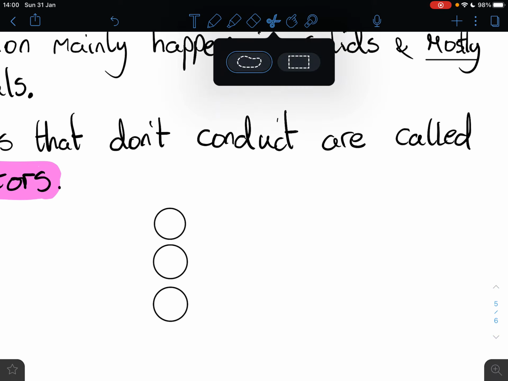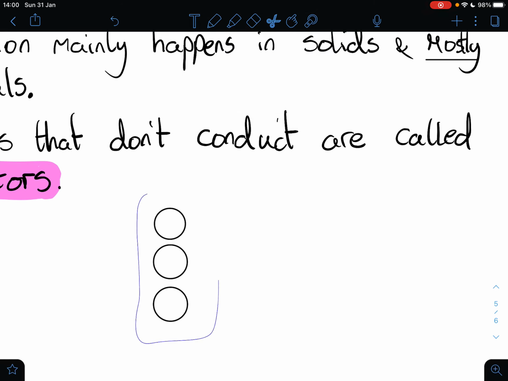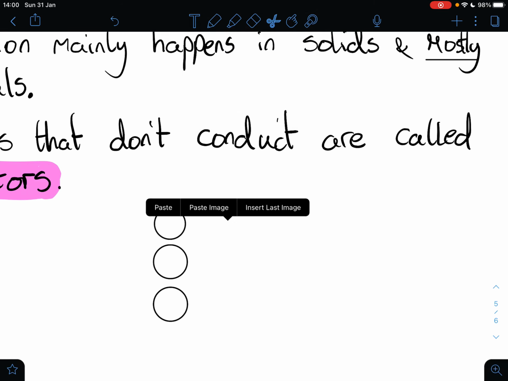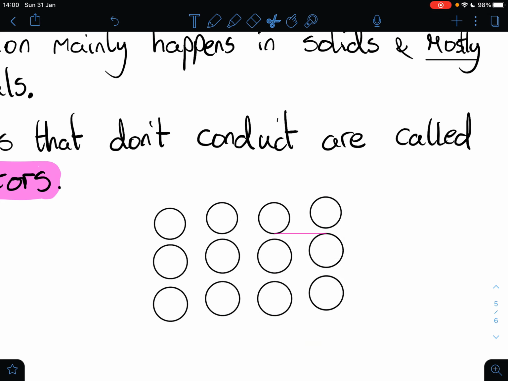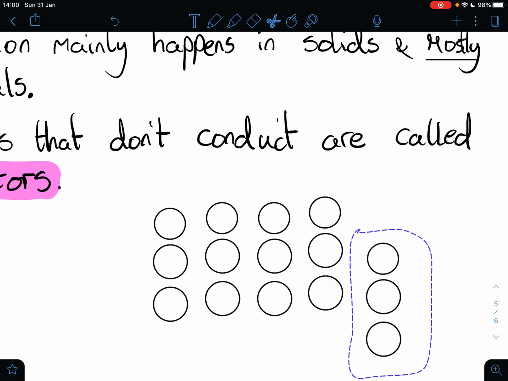So I'm going to take that, I'm going to copy it. You can use a coin or anything circular that's near you. I know the top one's a little bit bigger than the rest, but I just can't be bothered to change it now. And I'm going to go 5 across, so 3 down, 5 across.